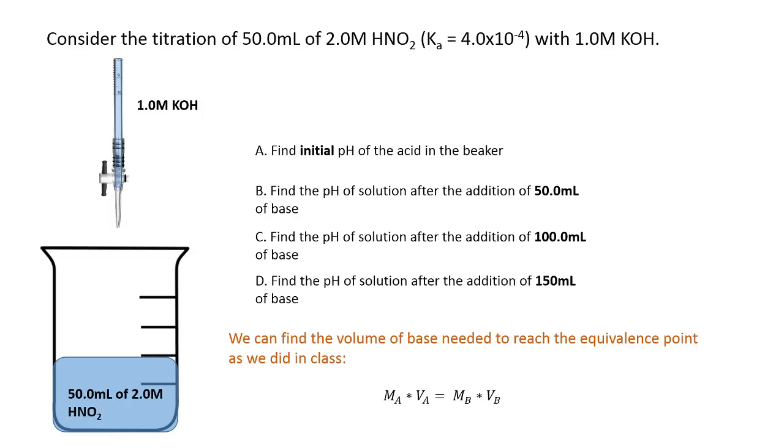You could take the molarity of the acid times the volume of the acid, set that equal to the molarity of the base you're using times the volume of the base needed to reach the equivalence point. In this case, the unknown is the volume of the base, so you could plug in and solve. I'm not going to. You could go ahead if you felt so inclined. You could figure out where the equivalence point would be for this particular titration.